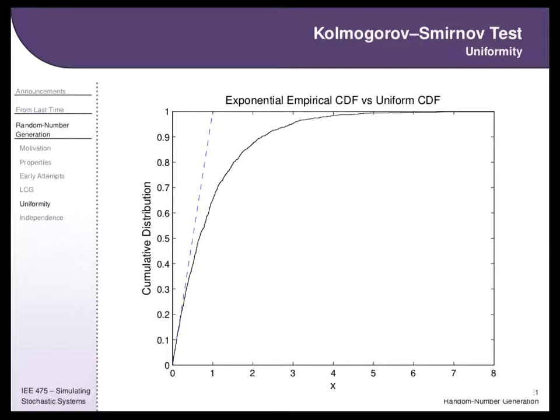Likewise, I did this with an exponential. So here's real exponential data that I sorted and plotted against its rank. And it really does look like what we would expect from an exponential, but it does not look like a uniform. So there's a huge gap here, and that will be picked up by the KS test.